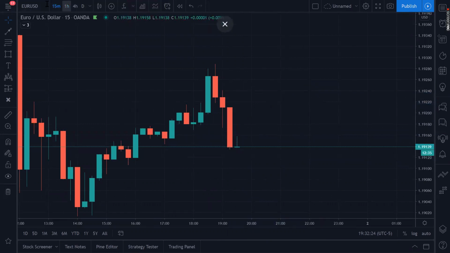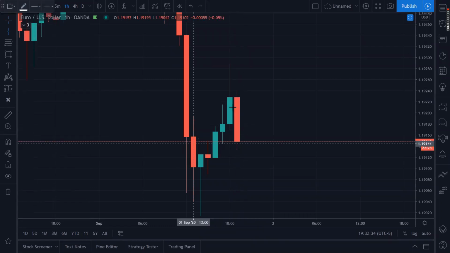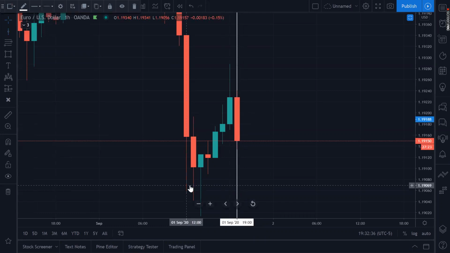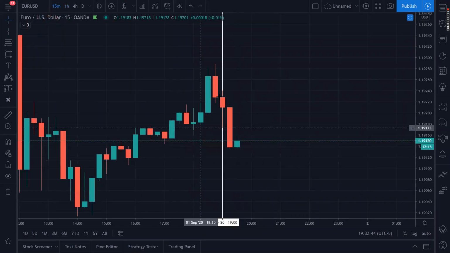If I click here to the 1 hour, now this means that each candle represents 1 hour of information. Now I can put a vertical line right here, and I can go to the 15-minute time frame and see what happened inside this candle. Just like that. So here's the 15-minute, right? That hour started here. This is what happened within that hour.